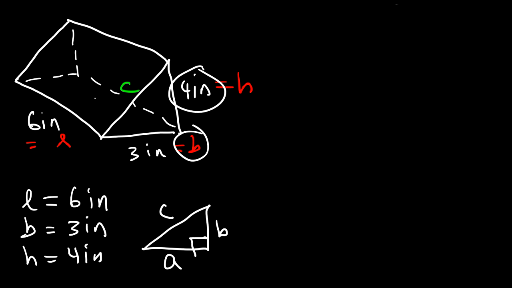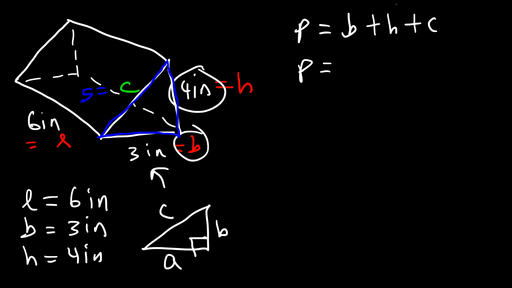So now that we know C is equal to 5, we can now find the surface area. But let's calculate the perimeter first. So remember, the perimeter is going to be the perimeter of the triangular base, highlighted in blue. So the perimeter is B plus H plus C. So the length of the base is 3. The height, that's 4. And C, the length of the hypotenuse of the triangle, that's 5. 3 plus 4 is 7. 7 plus 5 is 12. So the perimeter is 12 inches.